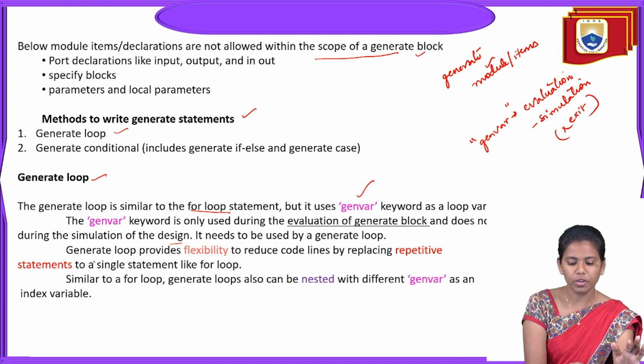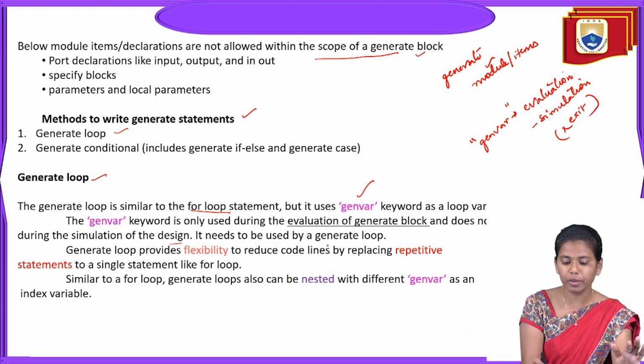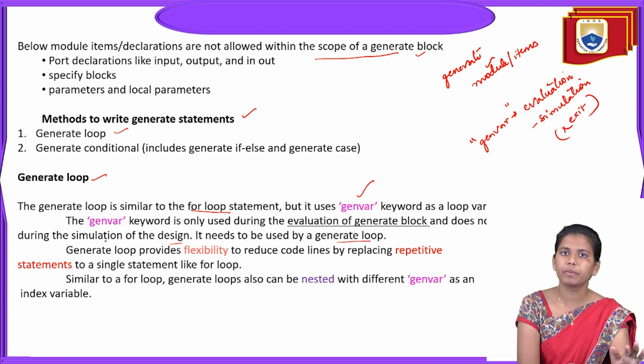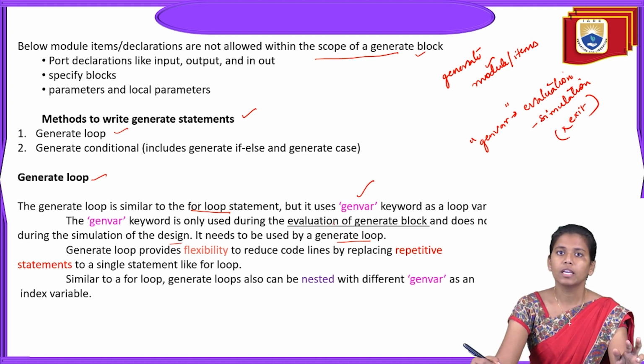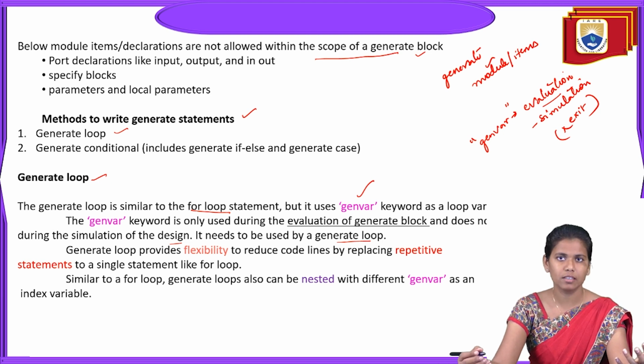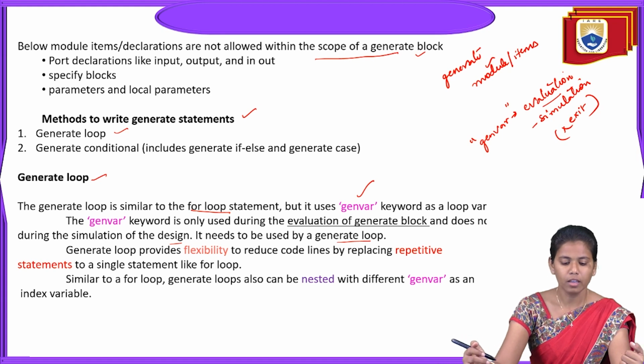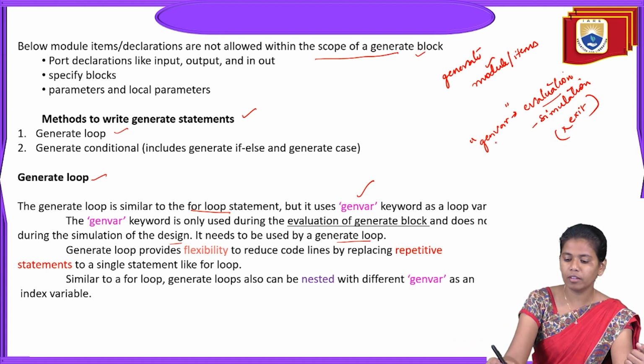So the generate loop consists of a keyword called genvar, and this genvar keyword is used during the evaluation process, and it will not exist until the simulation is done. It is used only in terms of the generate blocks.